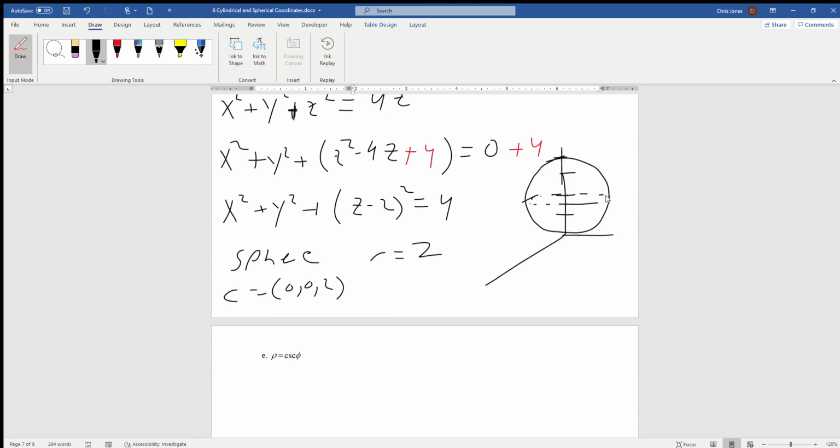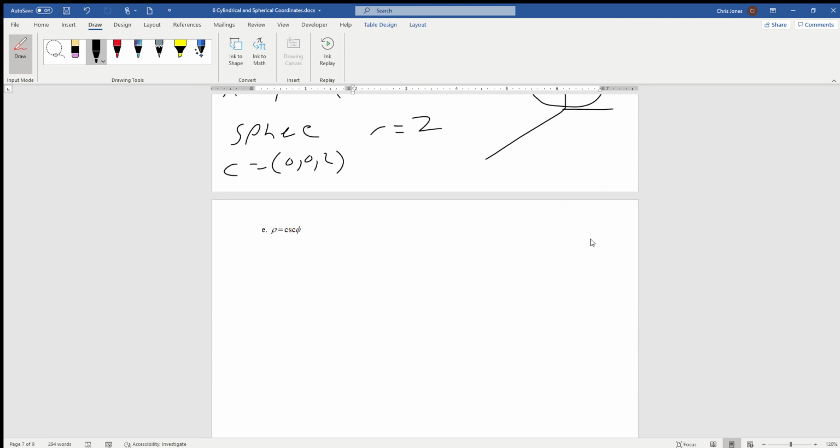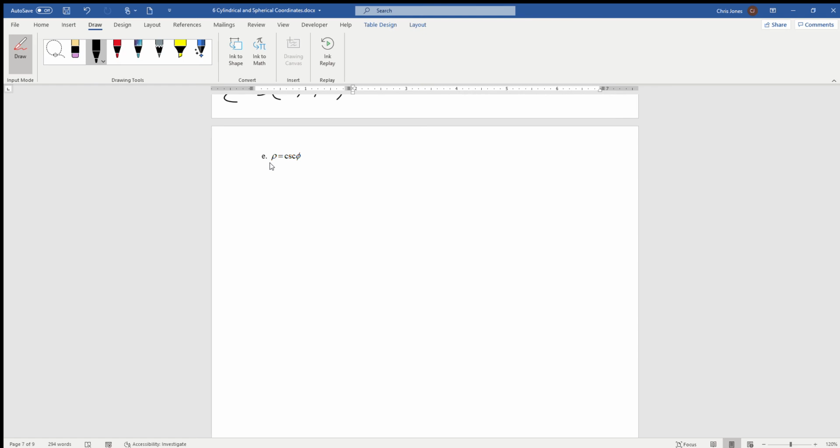One last example. This is a really sneaky one. We have rho equals cosecant of phi. Now, if that was a sine or a cosine, this problem would be much, much easier. But because it's a cosecant, this is a really nasty one. But I do want to illustrate how you can try to sneak around and do this one. Remember the fact that x and y both have definitions. So we have to utilize those definitions from Cartesian to spherical.